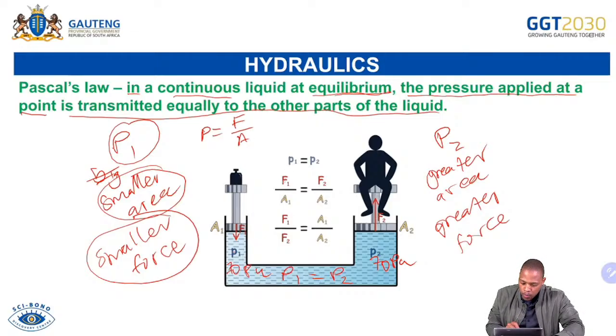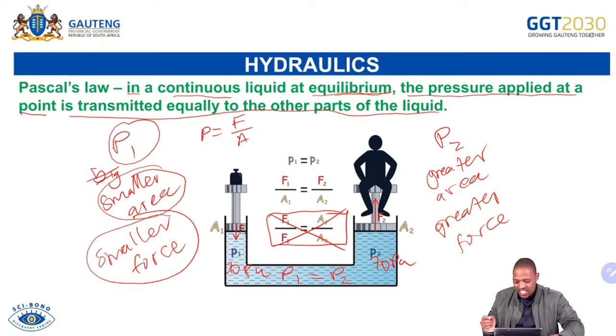Okay, so that means it will be F1 over A1 on one side, and then equals F2 over A2 on the other piston. So they must be equal. Now, this is just another way of writing this formula, and I want you to ignore it. Well, don't ignore it, know it, but please do not use it, grade 12, all right?